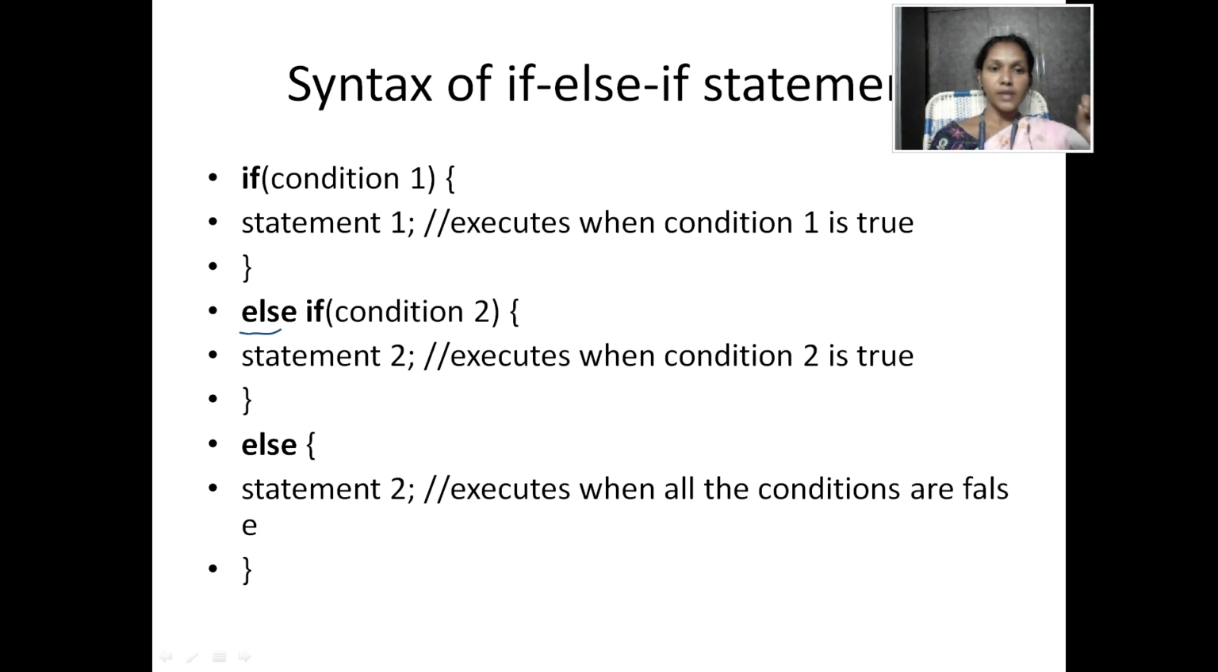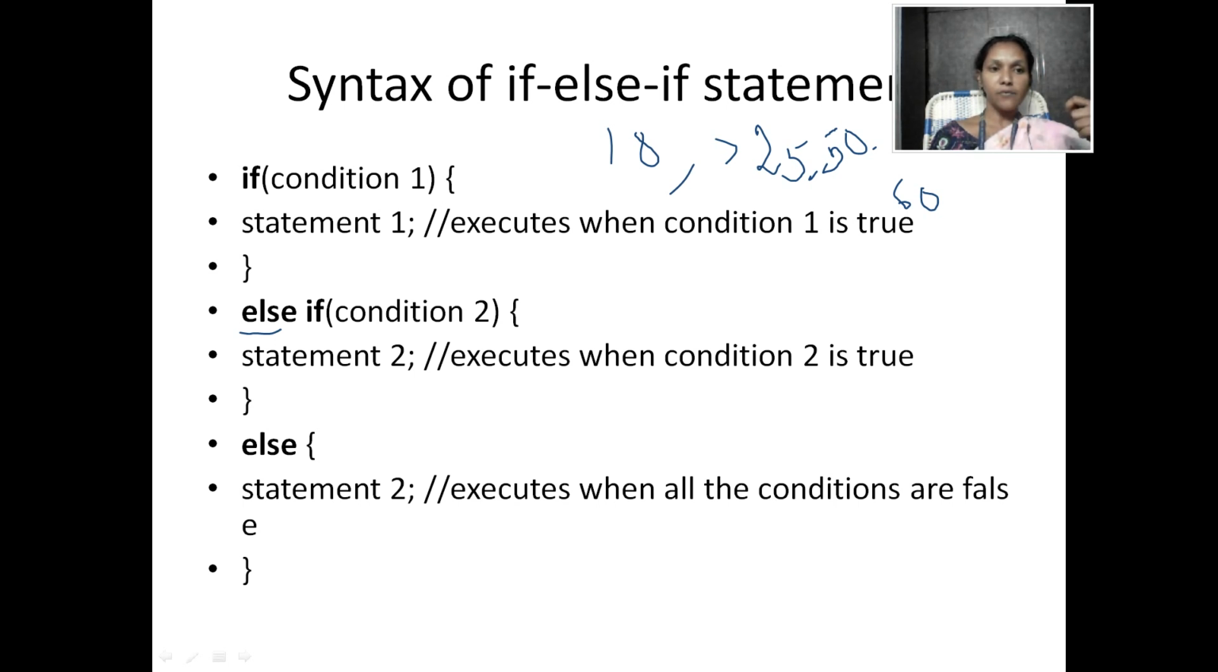suppose we are checking whether a person is a senior citizen or below 18 or above 25, above 50 or above 60, based on the age, we want to give some discount offers. So for that, we need to check multiple conditions. So in that case, you can use the if else ladder.